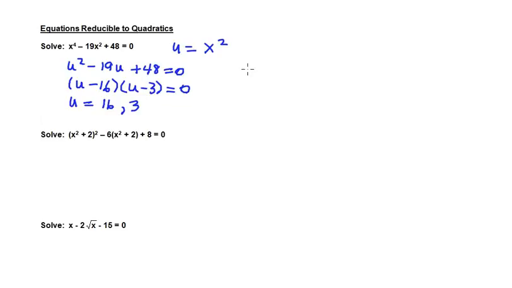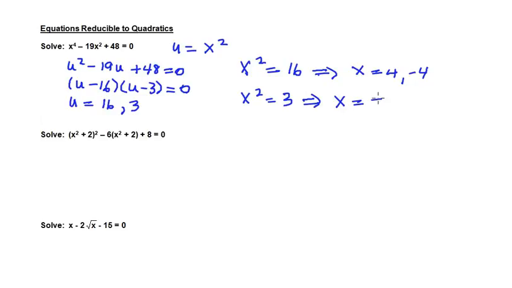So where we had put u is equal to 16, we then need to say that x squared is equal to positive 16. And that's going to give us two results. That's going to give us that either x is equal to positive 4 or negative 4. Next, we'll take a look at the second solution of u, which is equal to 3, and realize that u, again, is equal to x squared. So we're going to say that x squared is equal to a positive 3, and when we take the square root of that, we end up with, again, two solutions. We get that x is equal to either the positive or the negative square root of 3.